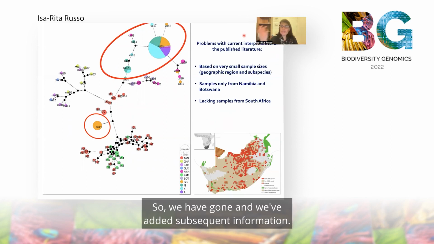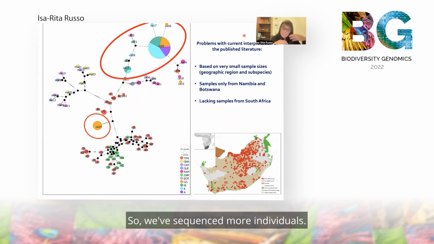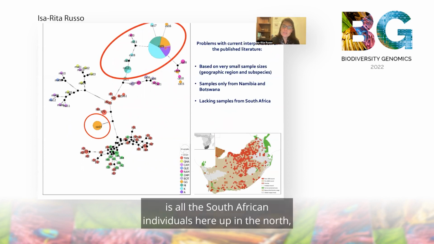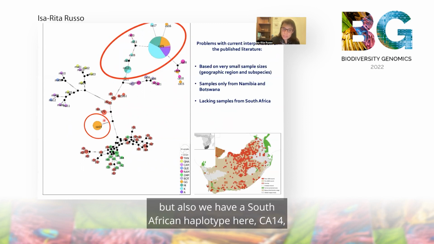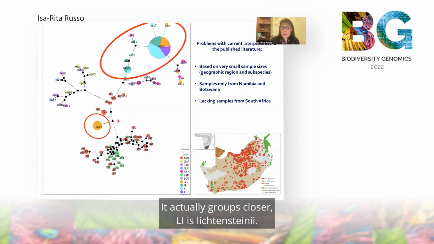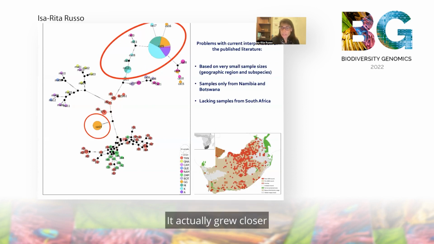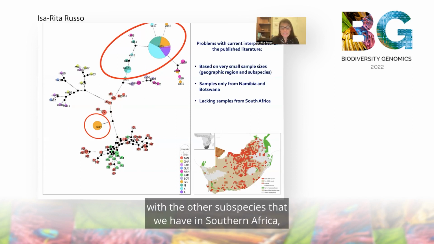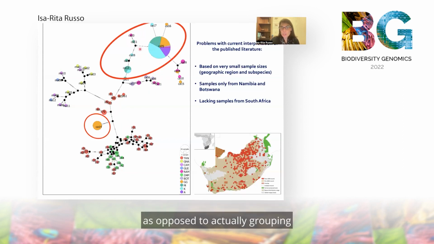So we have added subsequent information. We've sequenced more individuals, and this is based on D-loop sequences. What you can see here is all the South African individuals up in the north, but we also have a South African haplotype here, CA14, that is very diverse from all the other South African haplotypes. LI is Liechtenstein. It would group closer with the other subspecies that we have in Southern Africa, as opposed to grouping with the Kama subspecies in South Africa.